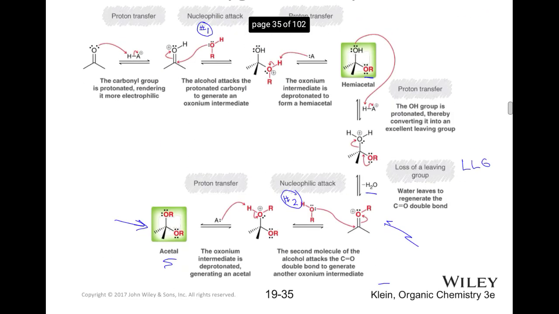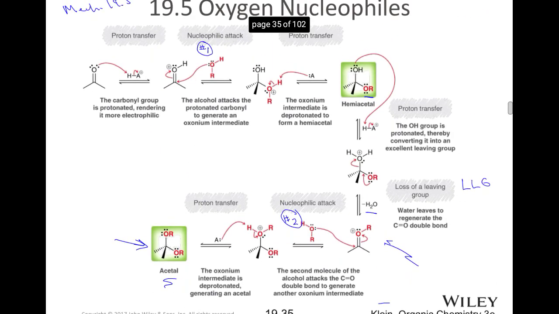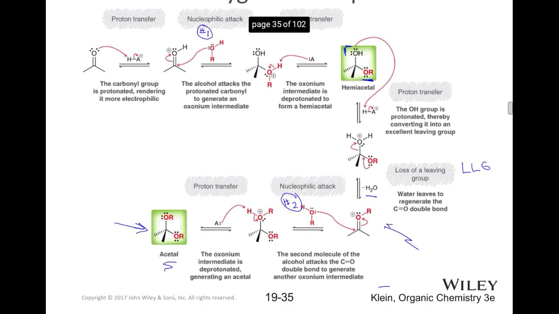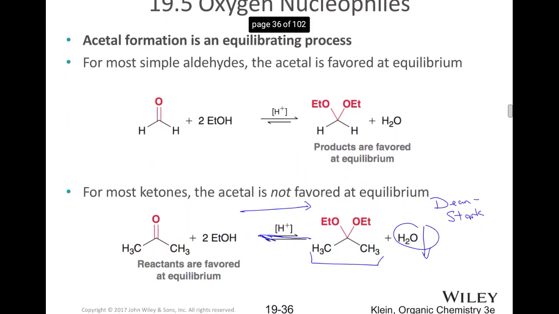Also, I want to point out that when you have one ether and one alcohol on the molecule, we call that a hemiacetal. So first you obtain a hemiacetal, and then you proceed through that to the acetal. Acetal formation is an equilibrating process. For simple aldehydes, the acetal is actually favored at equilibrium, but for ketones, the acetal is not favored.